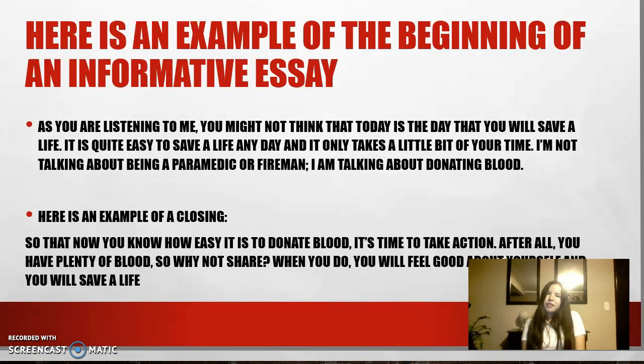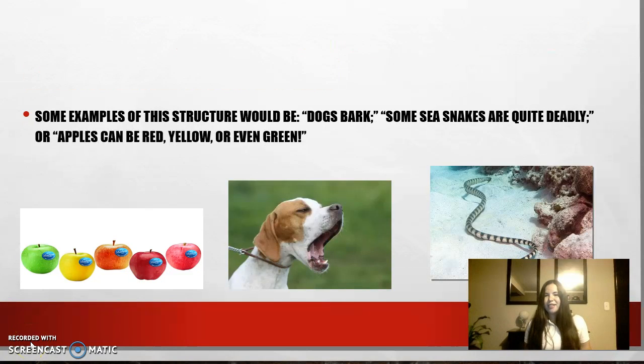Here is an example of a closing: so that you know how easy it is to eliminate blur, take action. After all, you have plenty of blur. So why not share? When you do, you will feel good about yourself and you will save a life. Some examples of the structure would be: dogs bark, snakes are quite deadly, or apples can be red, yellow, or green.